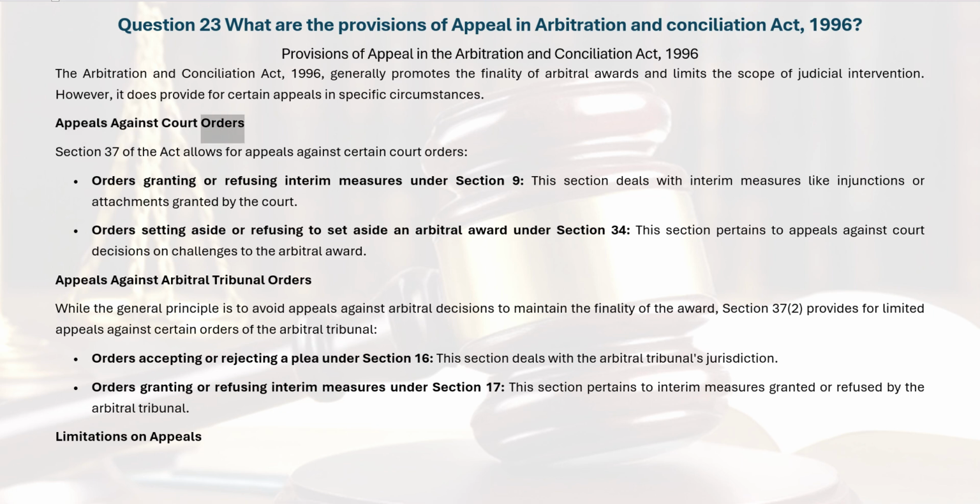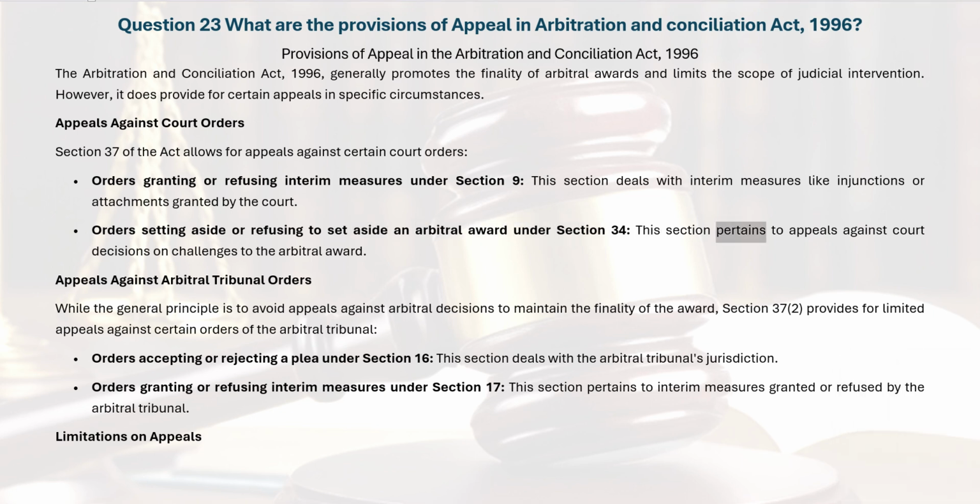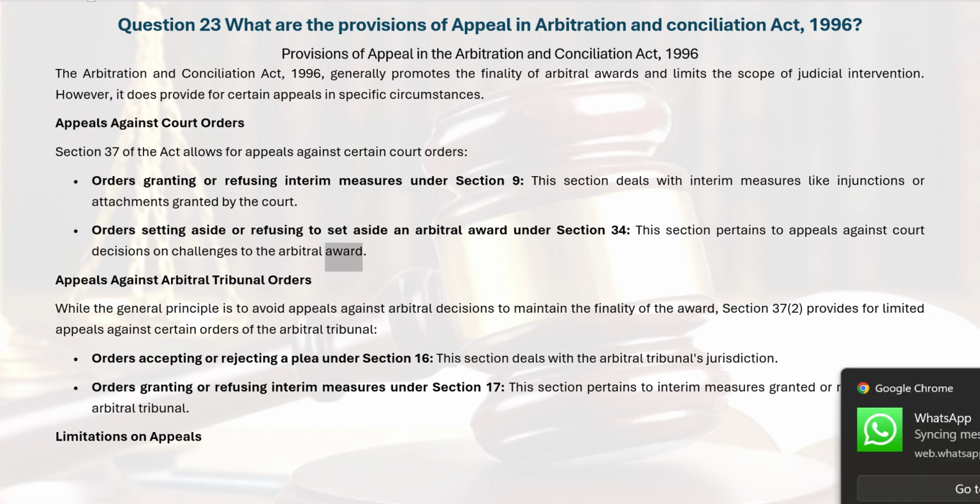Appeals against court orders. Section 37 of the Act allows for appeals against certain court orders. Orders granting or refusing interim measures under Section 9. This section deals with interim measures like injunctions or attachments granted by the court. Orders setting aside or refusing to set aside an arbitral award under Section 34. This section pertains to appeals against court decisions on challenges to the arbitral award.